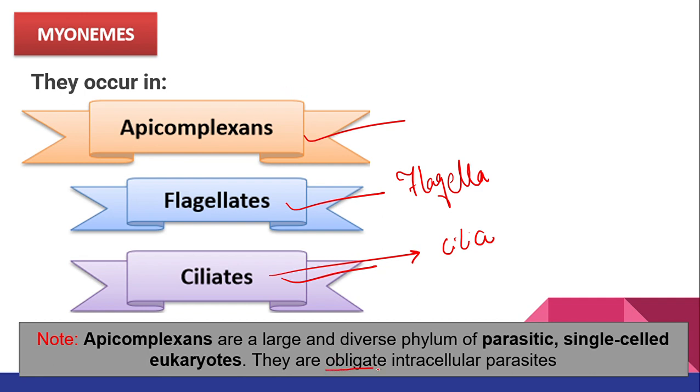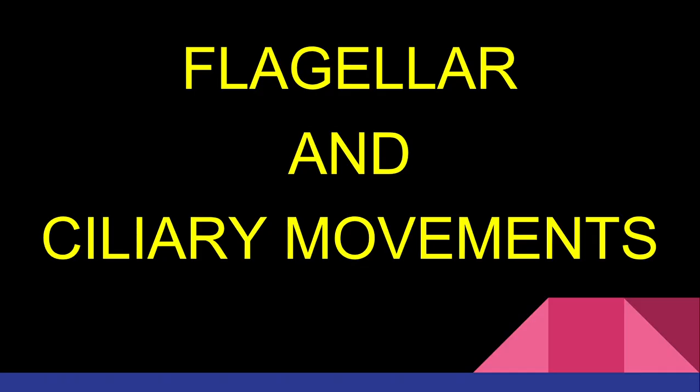Then what about apicomplexan? Apicomplexan are nothing but the obligate intracellular parasite. What is the meaning of obligate? It is compulsory. Obligate means compulsory. What is the meaning of intracellular? Intra means within the cell. Parasite means who feed on the living organism. So apicomplexans are nothing but they are obligate intracellular parasite. These are the parasites which are going to enter inside the cell and going to feed on the living organisms, right?